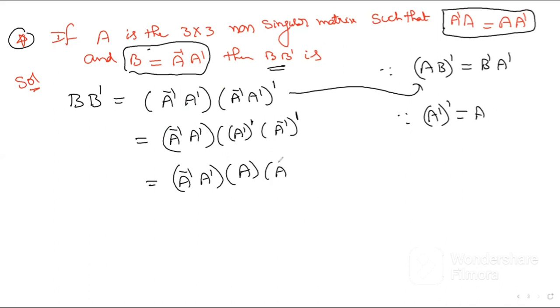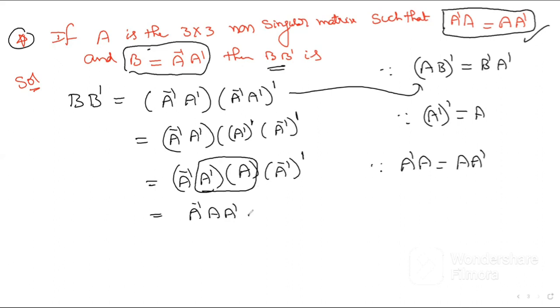(A inverse)'. So here A inverse into A dash into A. Here A dash into A, from the statement this is given. What is given? A into A dash is given. So in place of A dash into A, write A into A dash into (A inverse)'. A inverse into A, how much is the value? A inverse into A is equal to the unit matrix I.